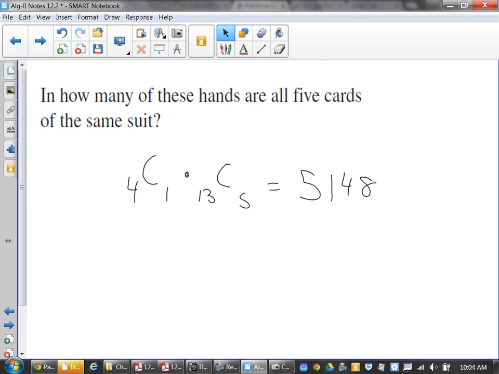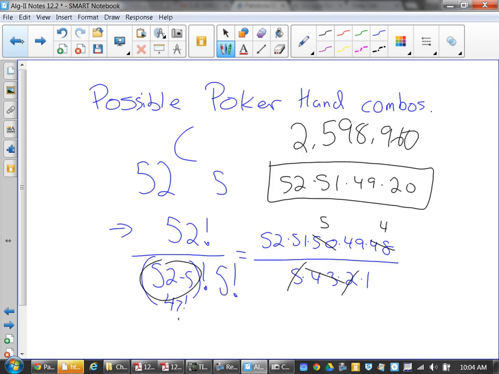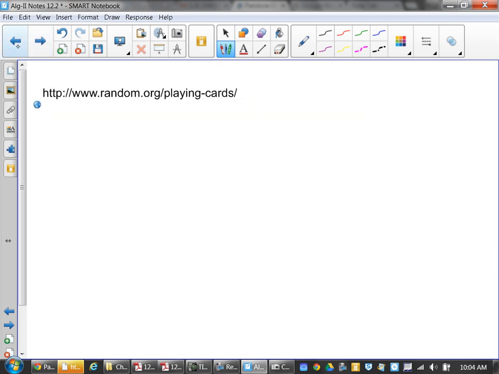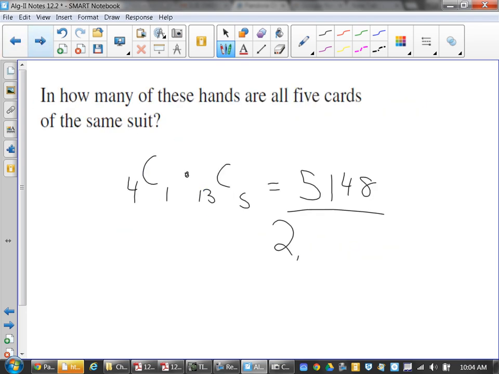Do you guys remember just real briefly how you solve probability? The desirable outcome divided by the total. So the probability of getting a flush, which is what this is called, all the same suit, would be the desirable outcome divided by, what was our total earlier? 2,598,960.